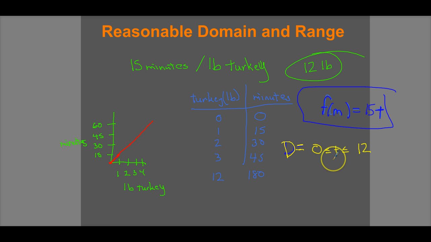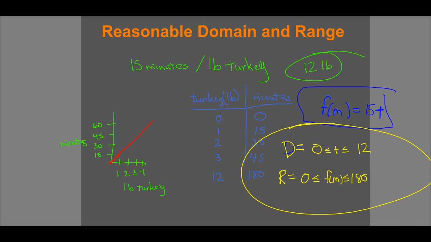which is to say the amount of turkey that I can use in pounds, anywhere from no pounds all the way up to 12 pounds, because I don't have any more than 12, and I could go as low as I want all the way down to nothing. The matching range values in this case would be if you use 0 pounds of turkey, you get nothing. If you use 12, you get 180 minutes. And in the middle, we'll put the function of minutes. So that's a reasonable domain and range right there.